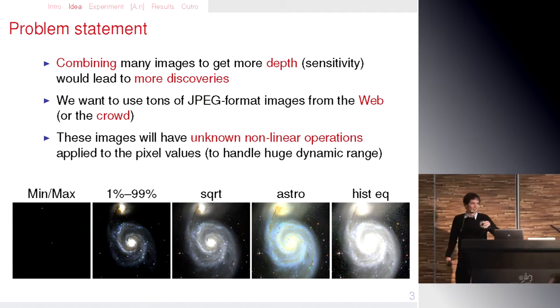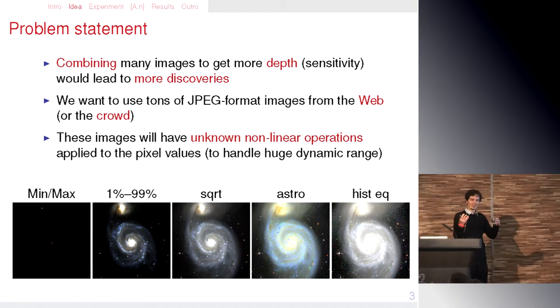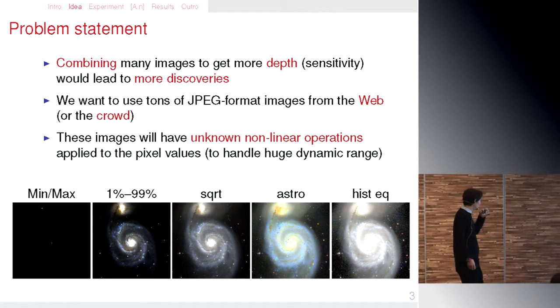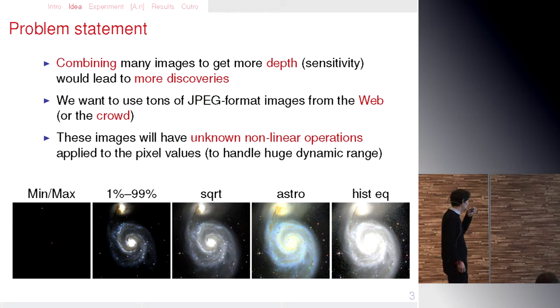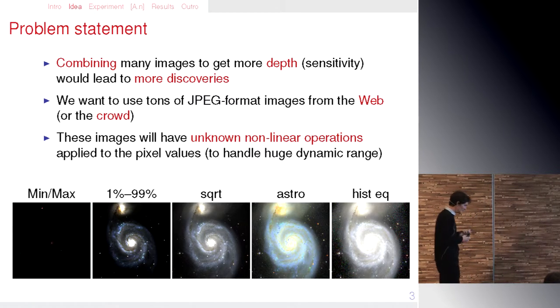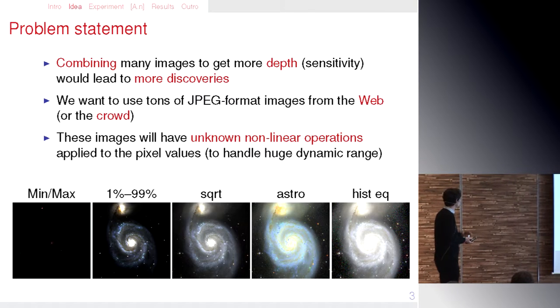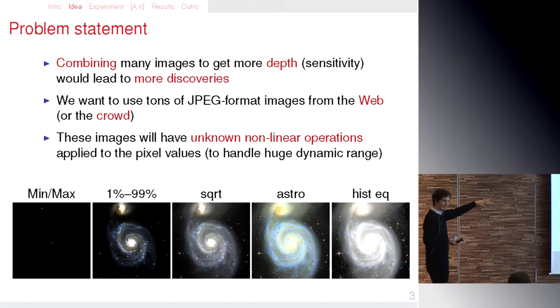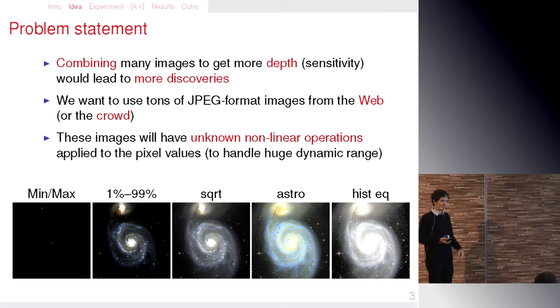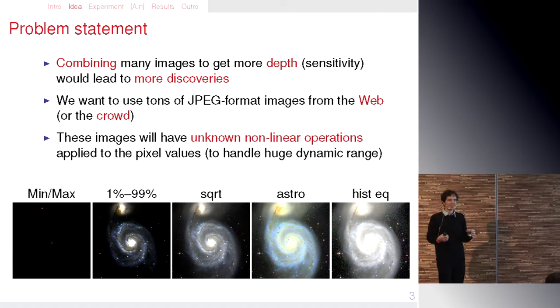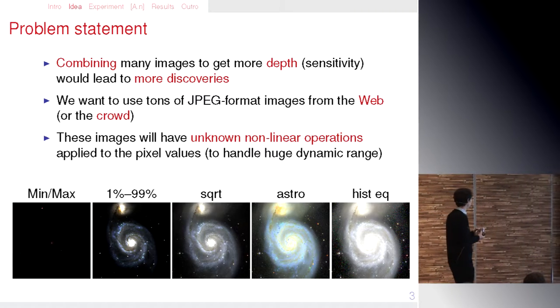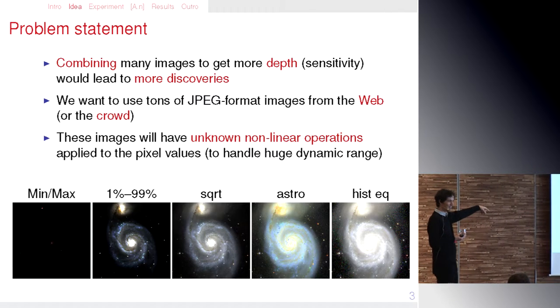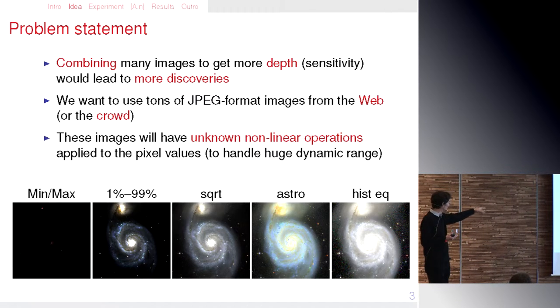are always going to have nonlinear stretches, or nonlinear mappings applied to the pixels. And this is particularly the case for astronomical images, because the dynamic range is huge. So just along the bottom, I have a couple of nonlinear mappings we might encounter. And you can sort of see the problem. If you just make it so that the darkest pixel is black and the brightest pixel is white, you get nothing.